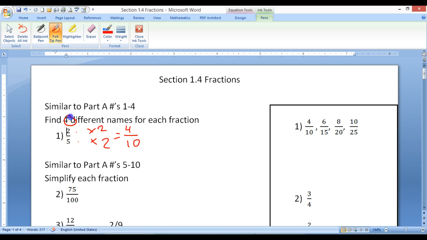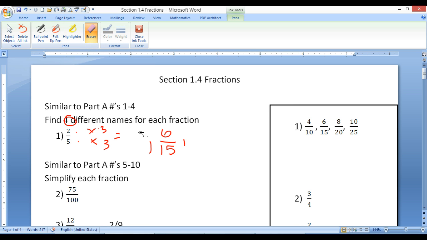And we're trying to find 4 different fractions, so that's the first one. The next one, I'm going to multiply the top and bottom by 3. And so my next one will be 2 times 3, which makes my next fraction 6, over 5 times 3 is 15. And so that's my second.